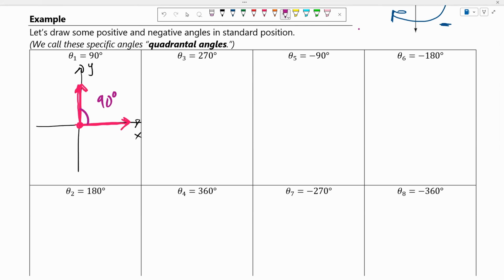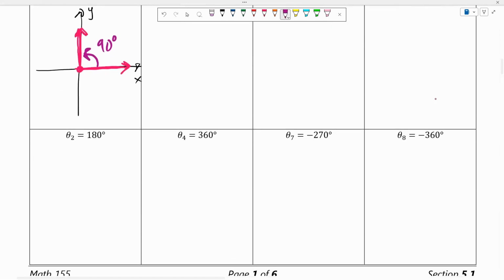Okay. And I went this way. I should put that down. I went this way. You guys see how I went in the positive direction, right? Okay. Next one down. 180.